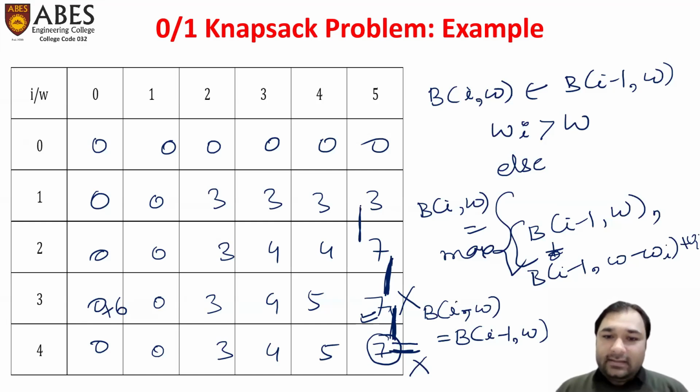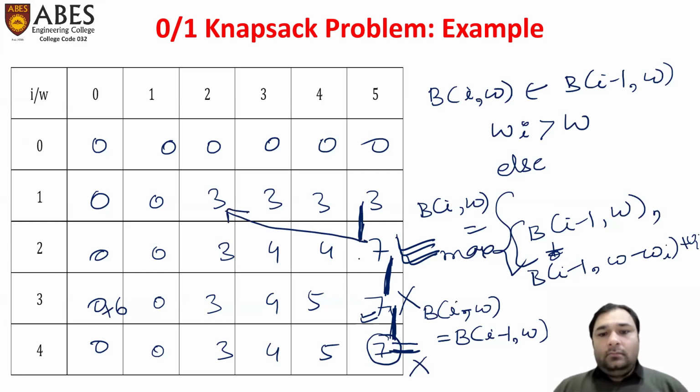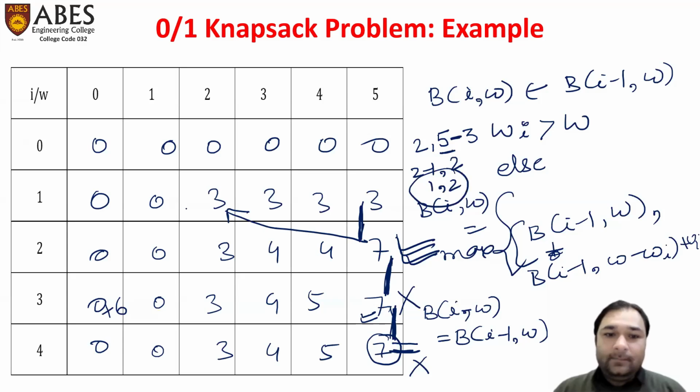If we come here, we are seeing that this is the item which we have picked. After returning this, we go to this position. Why this position? Because here we are having 2 comma 5. 5 minus the weight of that item, that is 3. That is, we go to 2 minus 1 comma 2, that is the 1 comma 2 position, that is here only.